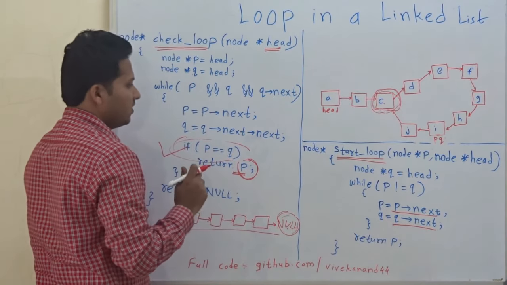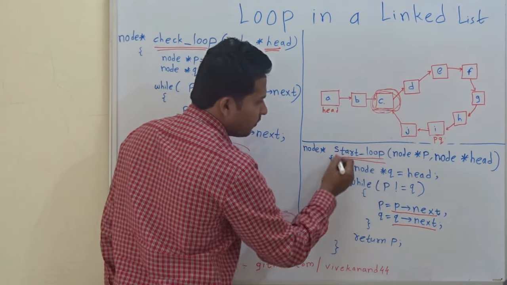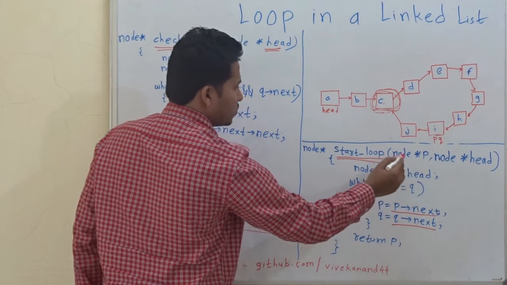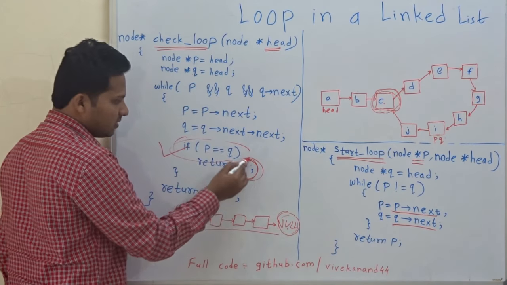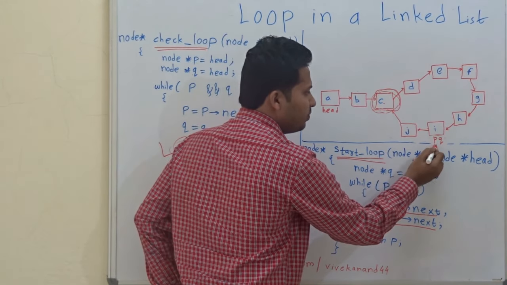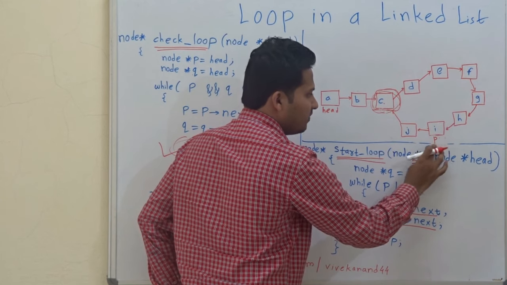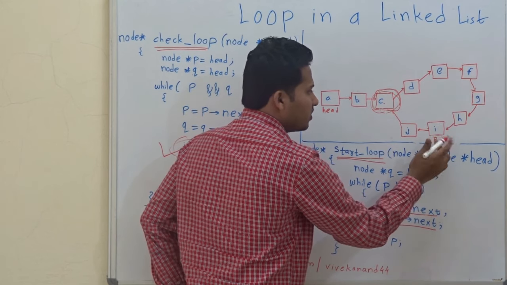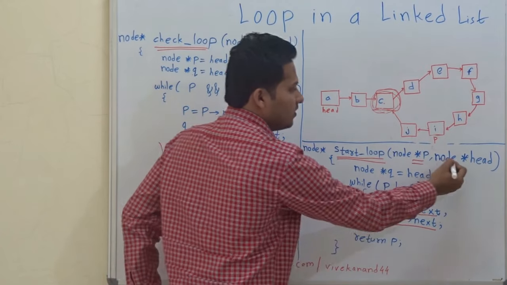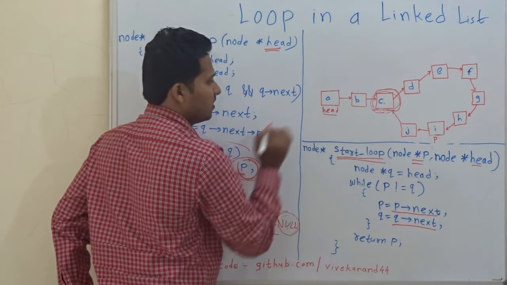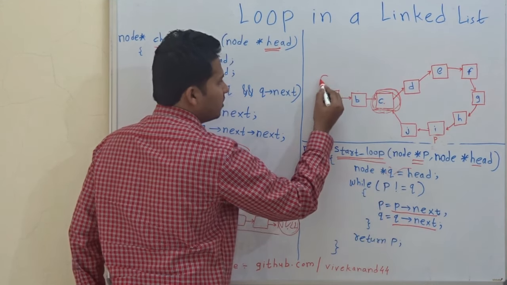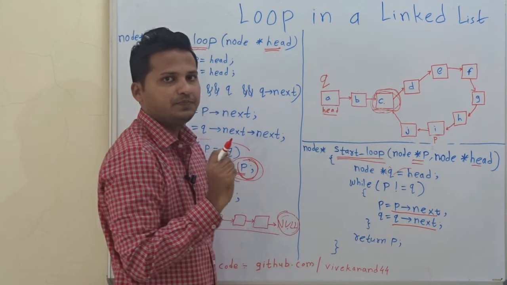For that, we have a start loop function, and we are passing two parameters, P and head. So what is P? P is the node which we have returned from the previous function, meaning the position at which P and Q meet each other while we detect the loop. So we call this node P for this function, and we pass the head of the linked list. Inside the function, a new pointer Q will point to head. So Q will now point to head.